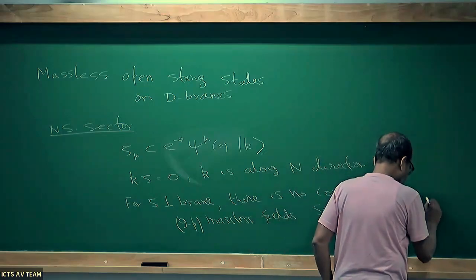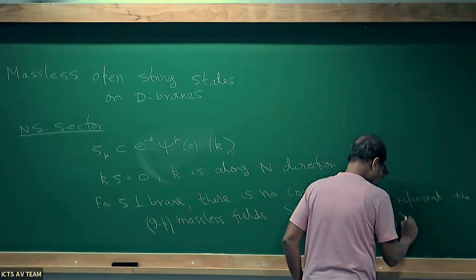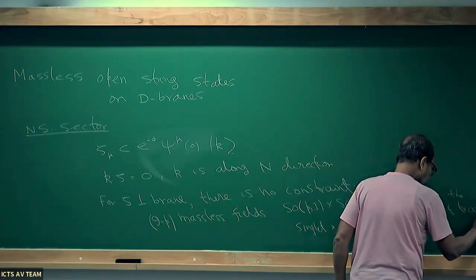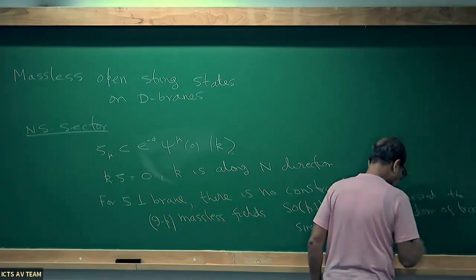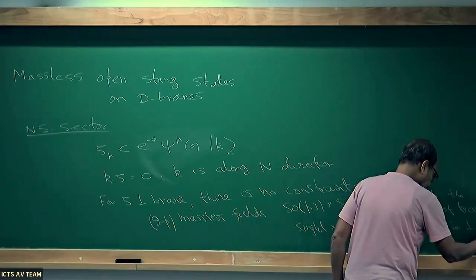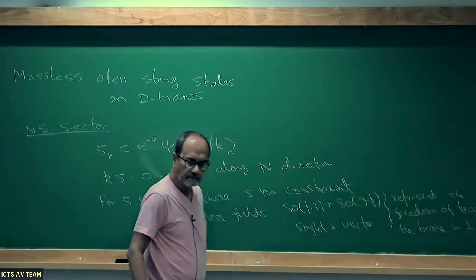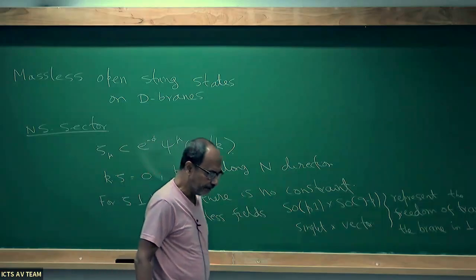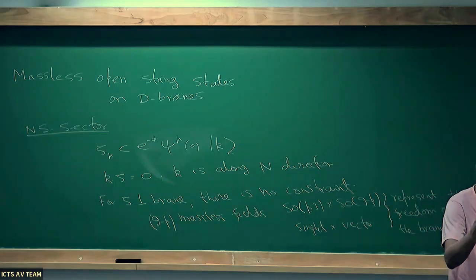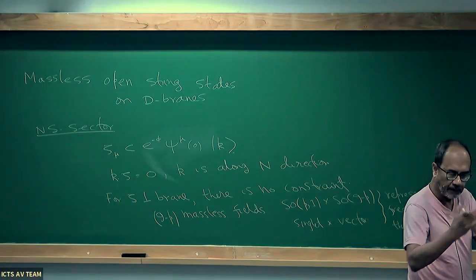So these represent the freedom of translating the brane in the transverse direction. Okay, this is in fact what tells us that this brane is a dynamical object. Okay, that given this brane, we can move it. Okay? So moving it will correspond to giving a vacuum expectation value to the scalar fields. Okay, that will be the overall translation of the brane.